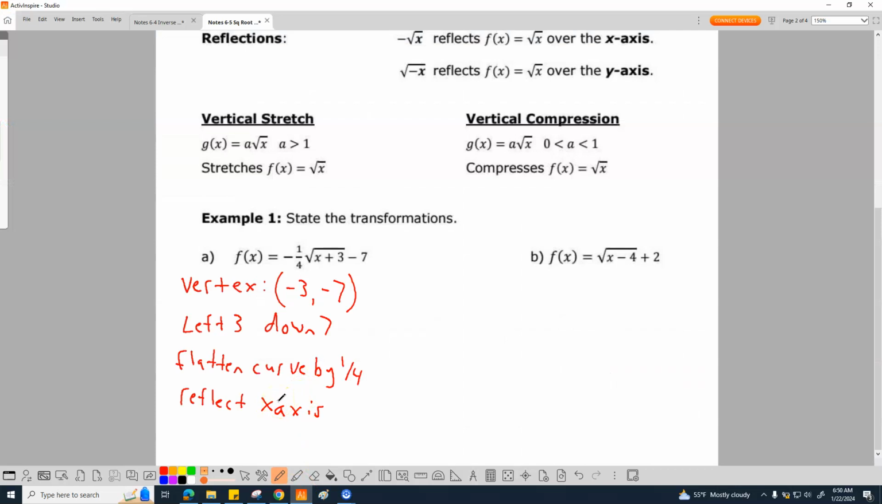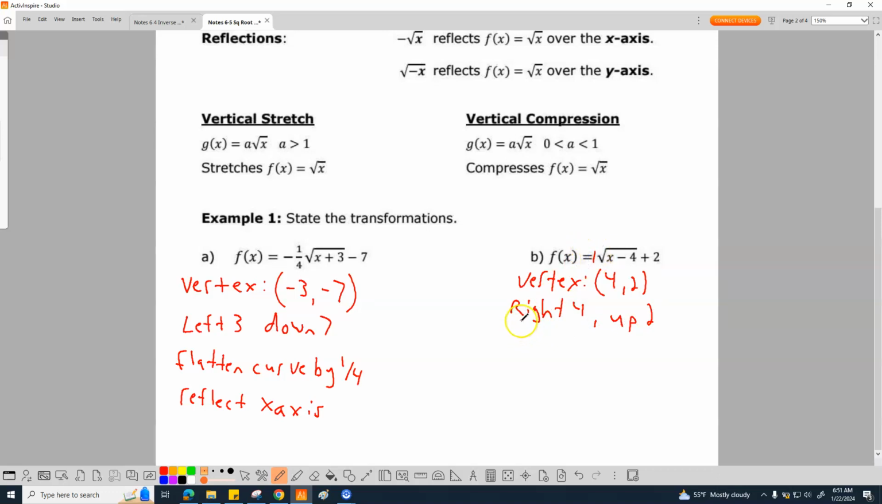Let's go ahead and do the next one over here together. I have B. The first thing I want you to do is label your vertex, right? Because that's 2 transformations in one. The x's always lie, so put that +4 down. This one always tells the truth, so put the +2 down. So this is right 4, up 2.